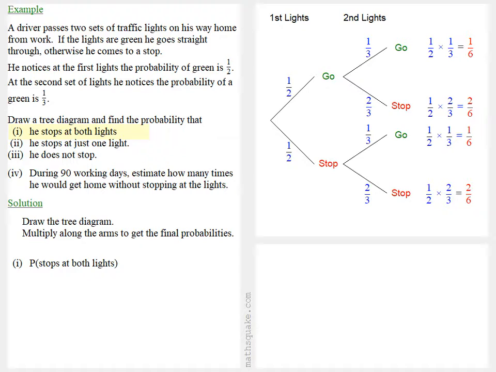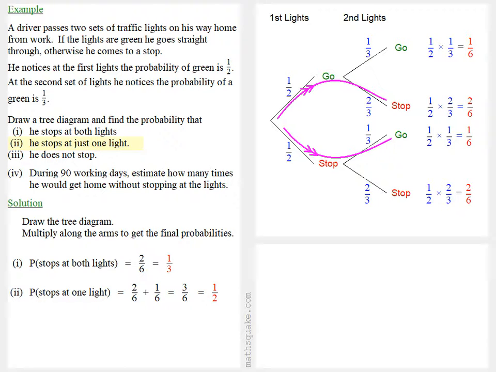Now in part 1, we're asked to find the probability that he stops at both lights. Well, if he's going to stop at both lights, that's got to be a stop and then a stop, which gives a probability of 2/6, or 1/3. In part 2, he stops at just one light. Now to stop at one light, he can go and then stop, or stop and then go. So that's 2/6 plus 1/6, which is 3/6, which cancels down to 1/2.